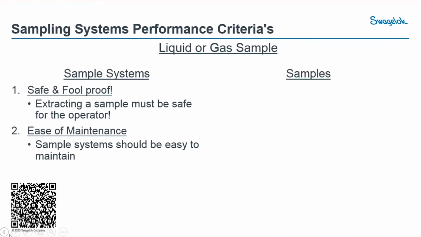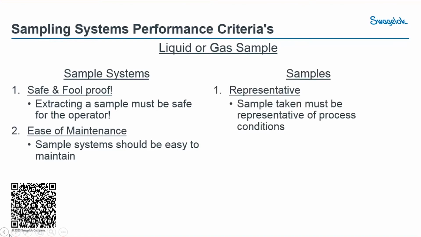Now, for samples, we talk about the three ethos of having a good sample system. Your samples that arrive to your analyzers need to be representative, which means to say that whatever you are sampling at your analyzer needs to be exactly the same that's actually in the process. If it's not representative, the sample system or the analyzer is just simply not doing its job.